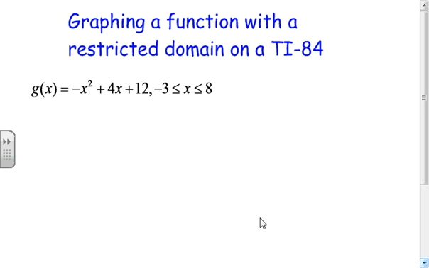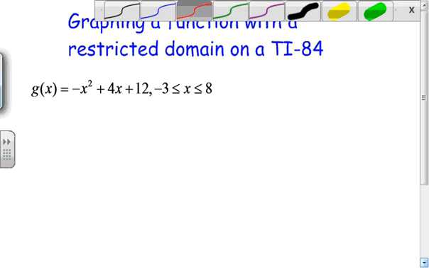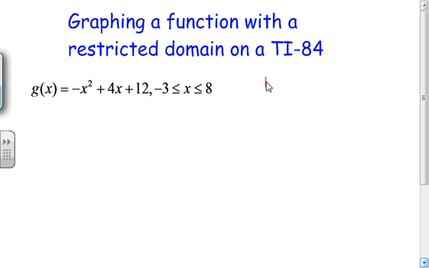Now, if you put that on your calculator, it's just going to graph everything for whatever window you have. If your window goes from -10 to 10, it's going to go from -10 to 10. But we're going to figure out a way to trick our calculators into graphing just that interval from -3 to 8. The way we're going to do that is we're going to use something called a Boolean variable.